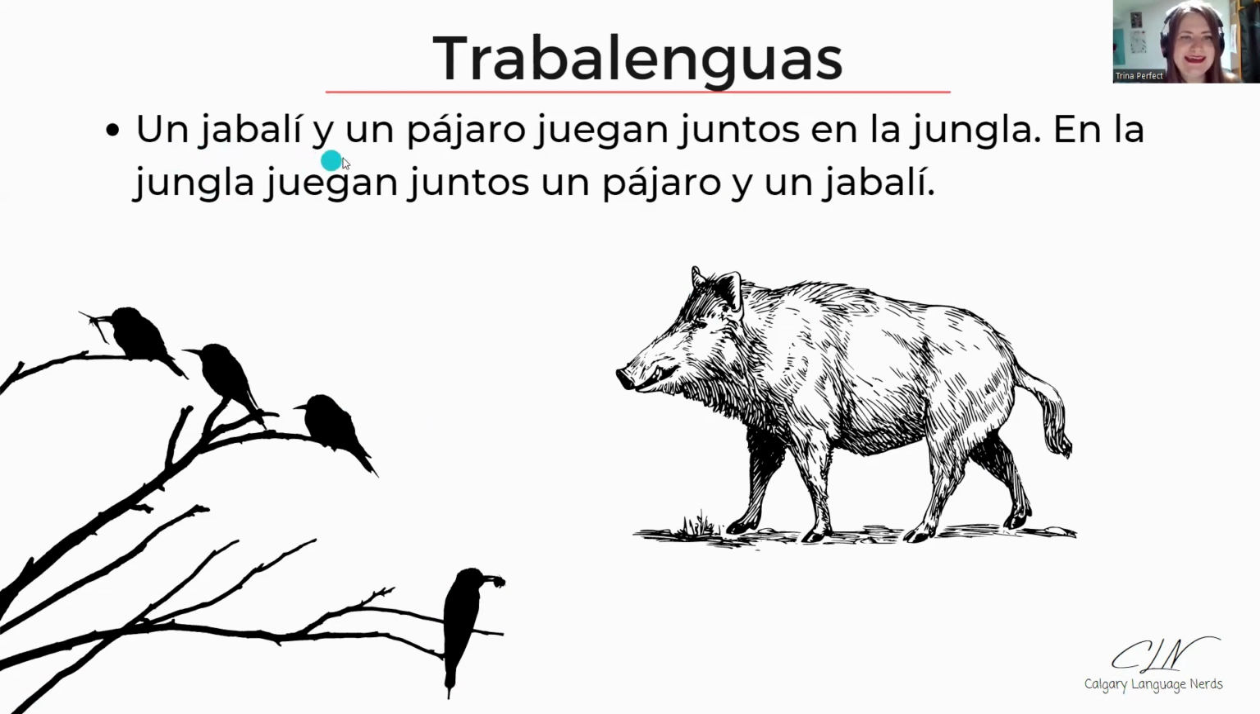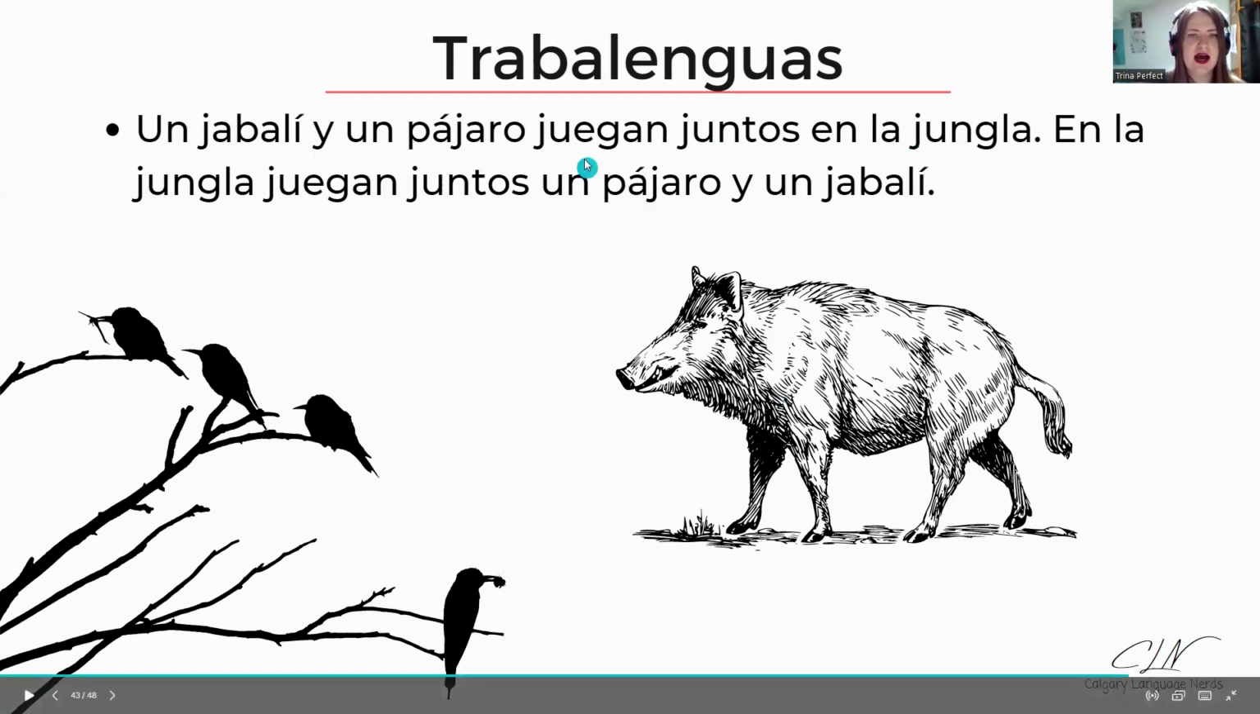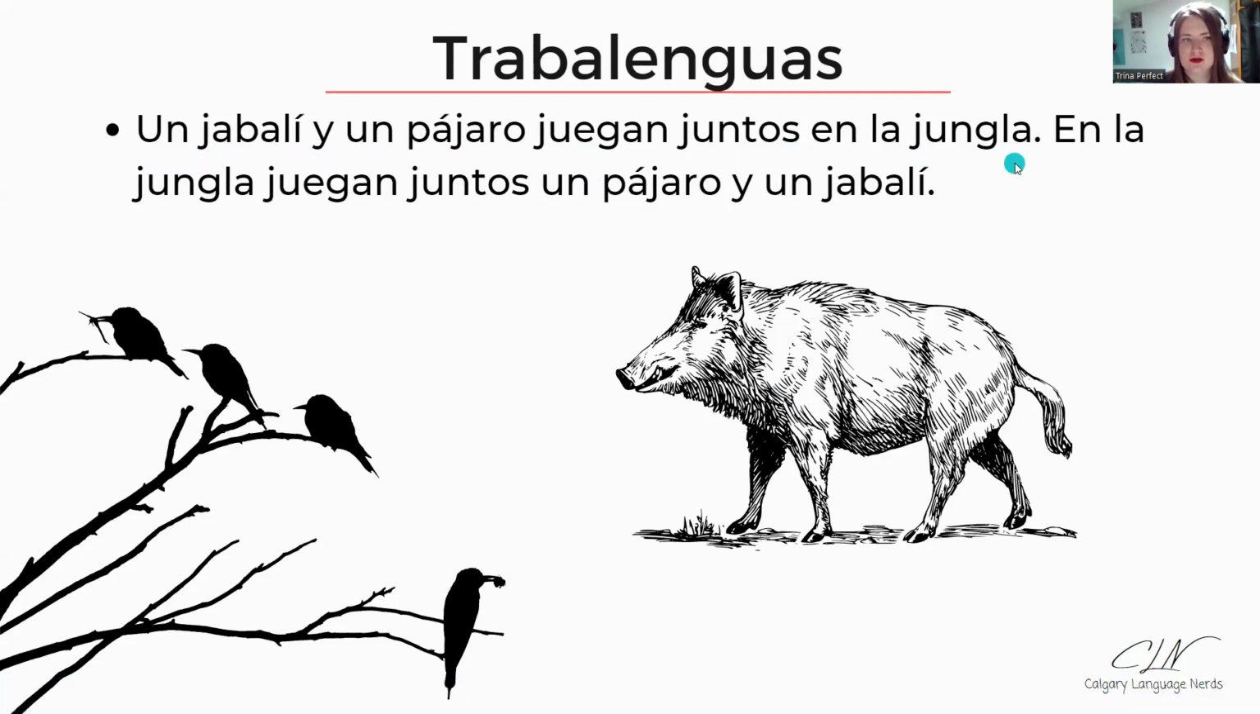Un jabalí y un pájaro juegan juntos en la jungla. So a boar and a birdie are playing together in the jungle. And the next one is just the other way around. En la jungla, in the jungle, juegan juntos un pájaro y un jabalí. Okay? Right. Vamos a intentarlo.